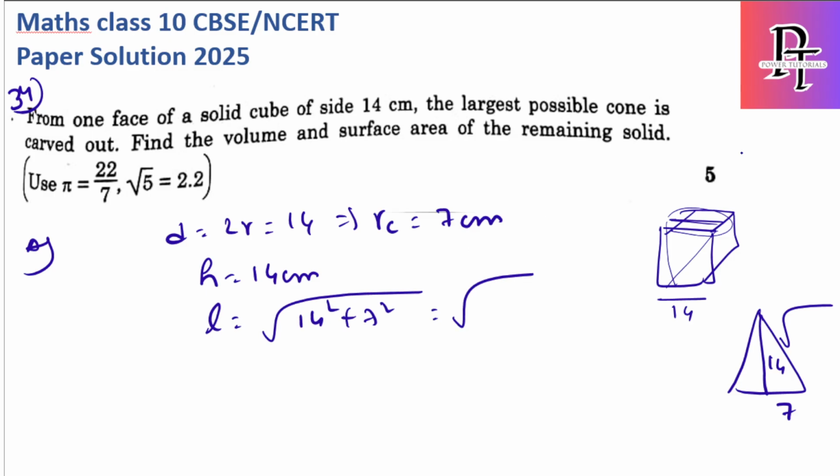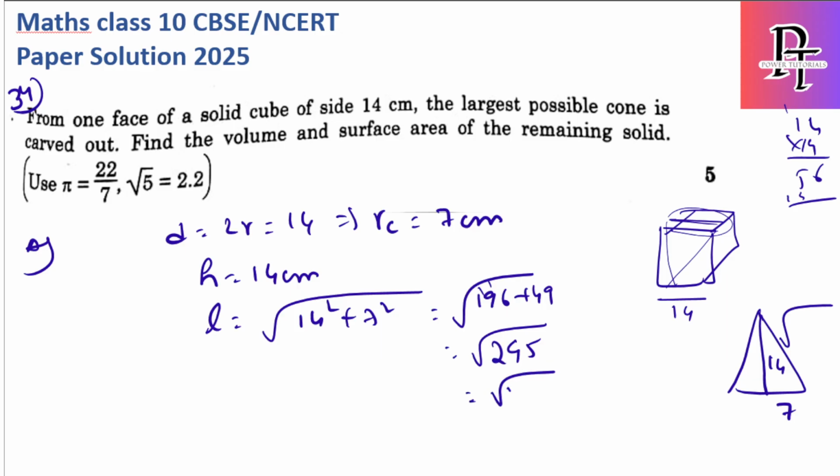14 square is 196. Let us cross check. 4 4s are 16, 1 4 is 4, 5, 14. Yes, correct. 196 plus 49, which is 245. So I can write it as 49 into 5, or 7 root 5 centimeters. Okay, we got all the values.